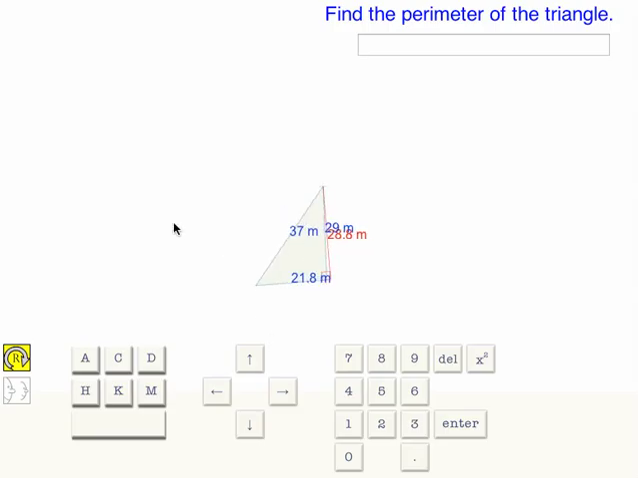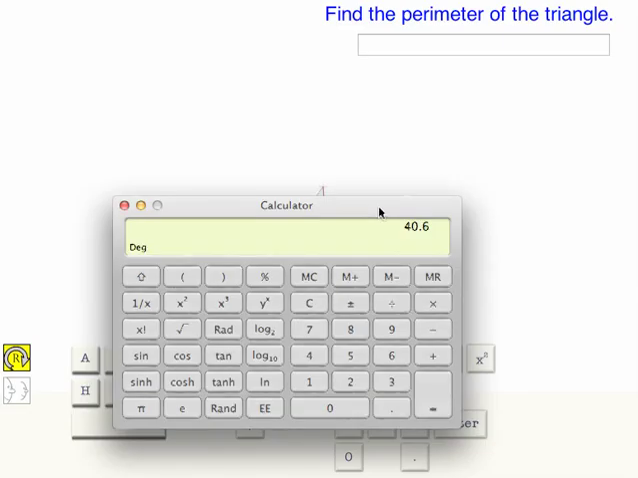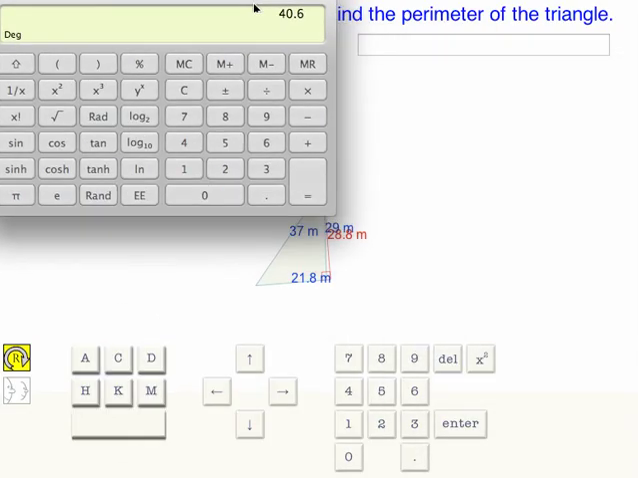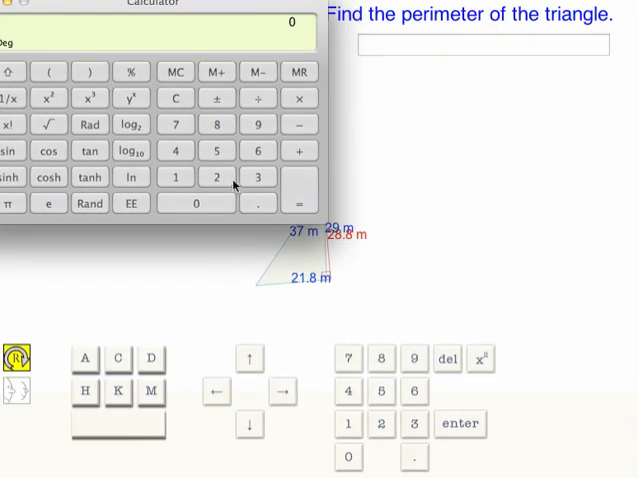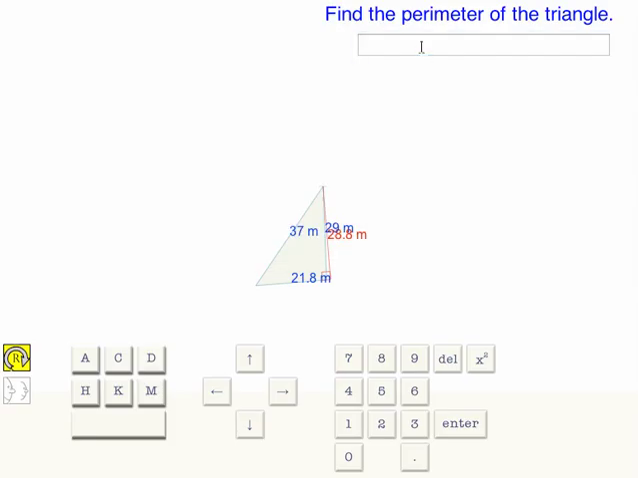So I'm just going to add up the sides on the outside. The perimeter is going to be 37 plus 29 plus 21.8. And that's 87.8 meters. So 87.8 meters.